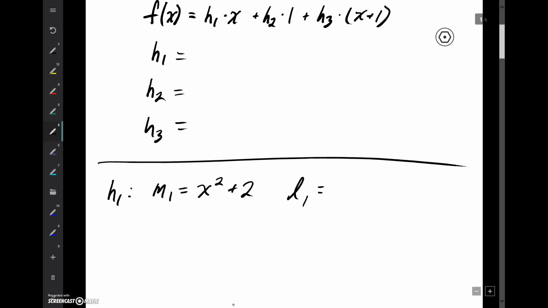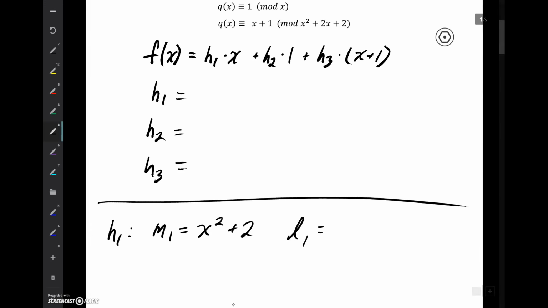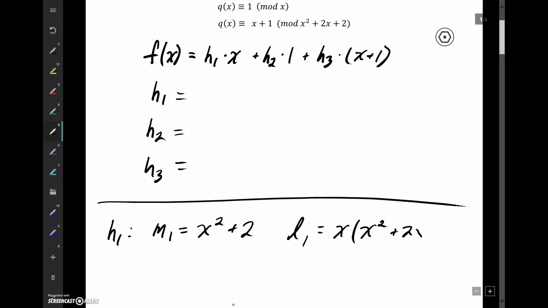Now usually for L1 you multiply all the mods together and then divide by whichever one you're starting with. So basically we're just going to multiply the second mod, which is x, and the third mod, which is x squared plus 2x plus 2. We'll just multiply those together. So L1 is x times x squared plus 2x plus 2.